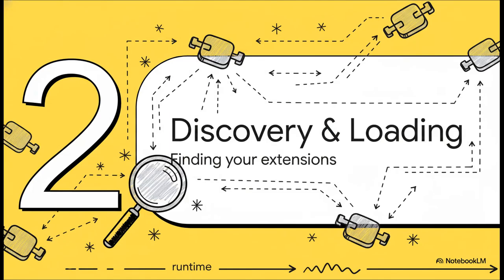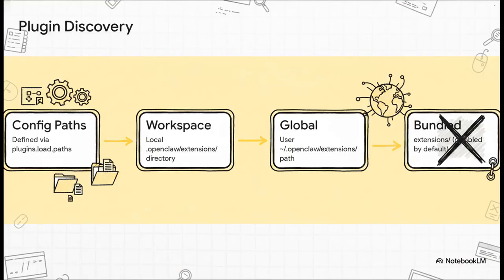Moving right along to part two, plugin discovery and loading. So if everything is a plugin, how does OpenClaw actually find them when it boots up? Well, picture a flowchart here. It checks 4 specific sources in a strict step-by-step hierarchy. Step 1, it looks at the explicit config paths you've defined in your settings. Step 2, it scans your local workspace directory. Step 3, it checks your global user directory. And finally, Step 4, it looks for bundled extensions. Though, just a quick side note, those are actually disabled by default to keep the environment running lean. This multi-tiered approach gives you a massive amount of flexibility for deploying your custom code.